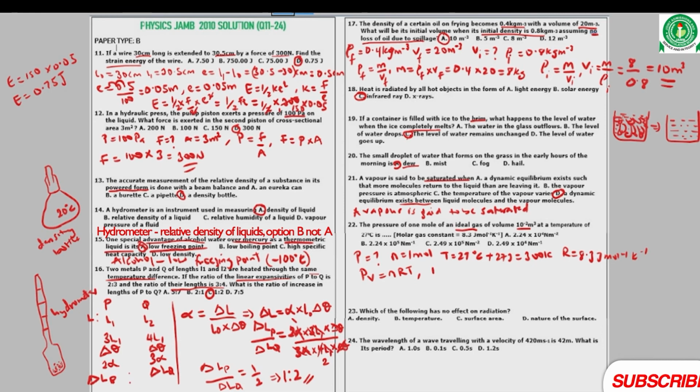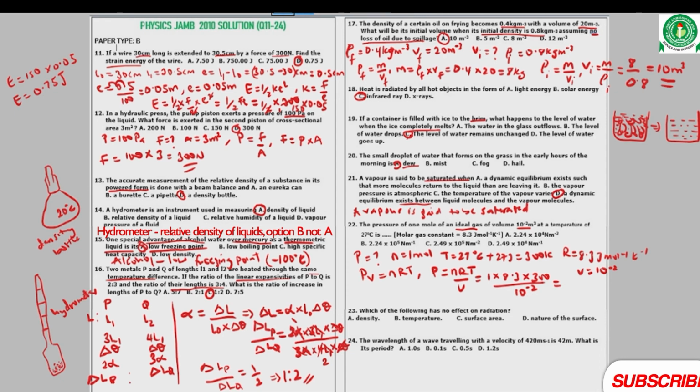Now, we are looking for P, so P equals nRT all over V. Substituting the values that we have here, which is 1 mole multiplied by 8.3 multiplied by T, which is now 300 Kelvin, all over your volume here, which is 10 raised to minus 2. Don't forget that the volume is given as 10 raised to minus 2. So 1 times 8.3 times 300 over 10 raised to minus 2.